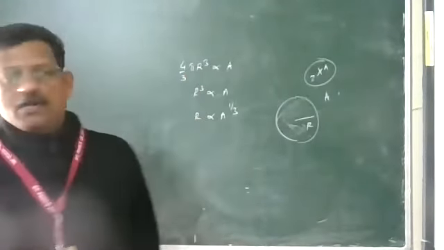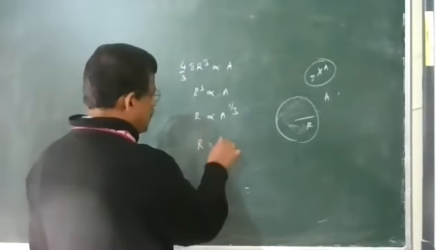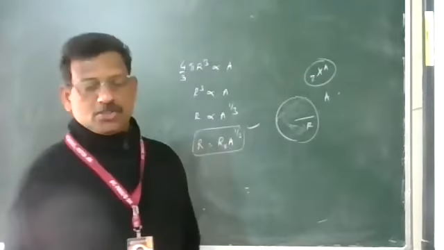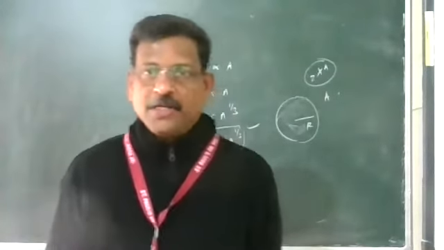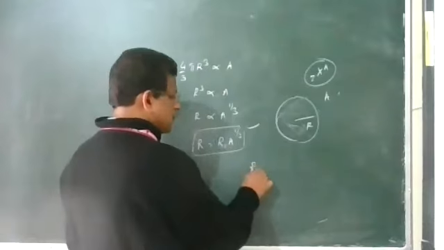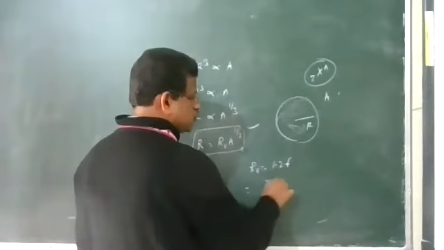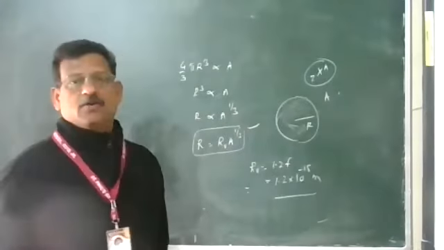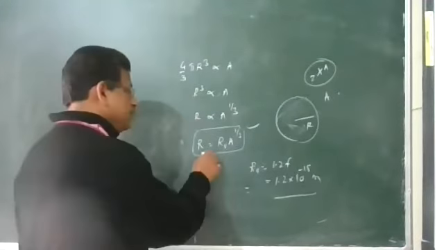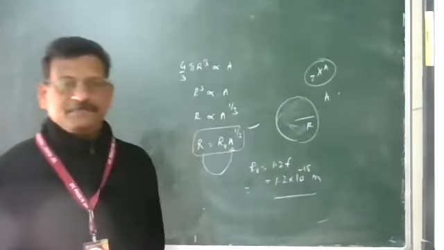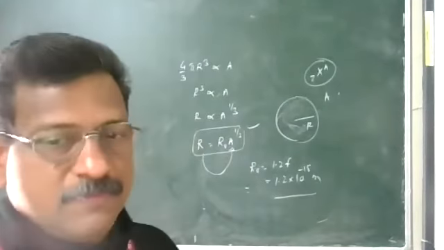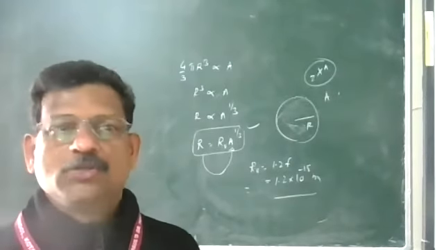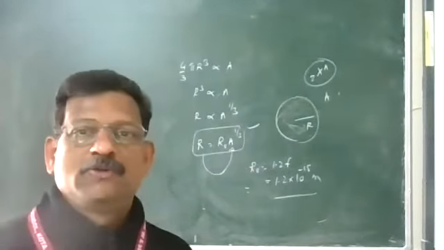The proportionality is removed by a constant. R equals R0 into A power 1 by 3, where R0 is an empirical constant and its value is 1.2 Fermi. R0 is 1.2 Fermi, that is 1.2 times 10 to the power minus 15 meters. So the nuclear size is of the order of 10 to the power minus 15 meters. So R depends upon the value of A. As A increases, for a heavy nucleus with larger mass number, the size also increases. This is a very important relation; many times you may be asked to find the ratio of the sizes of two nuclei.